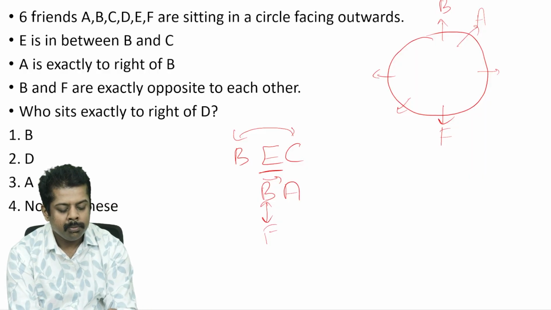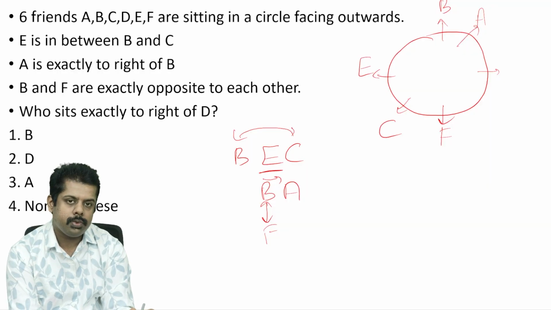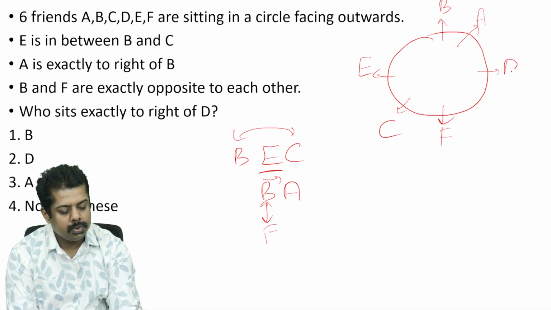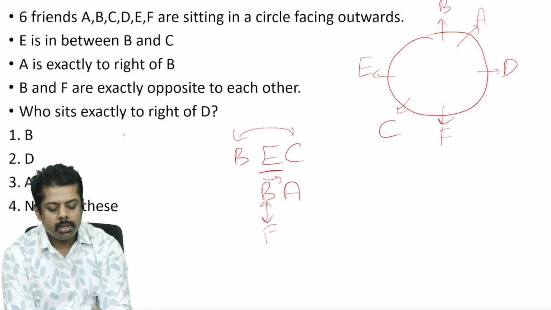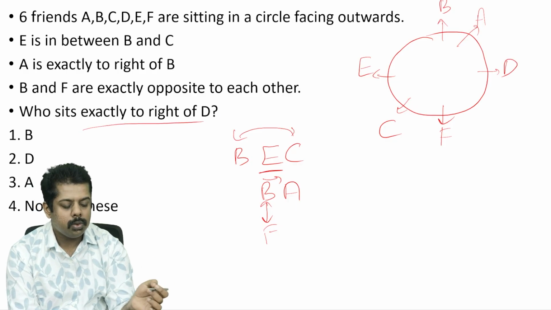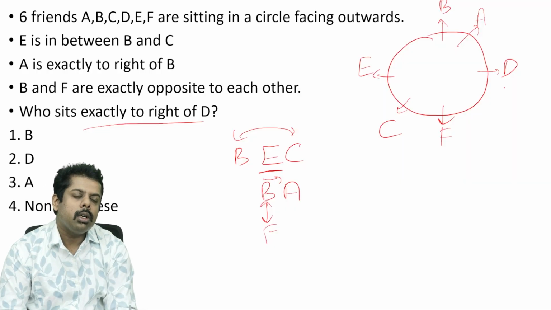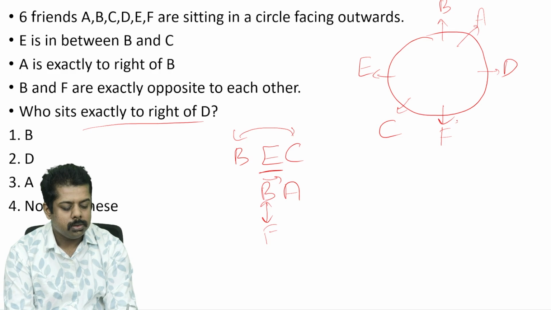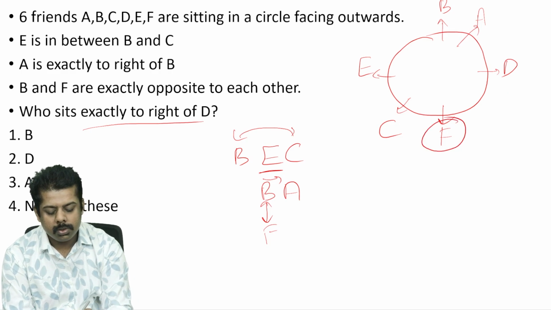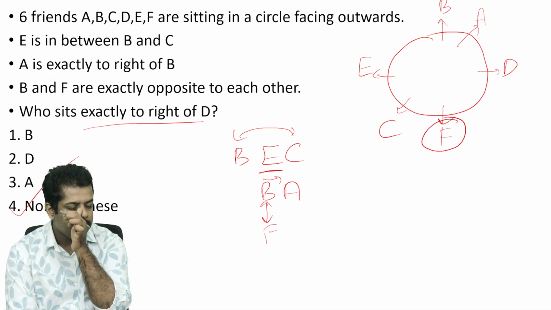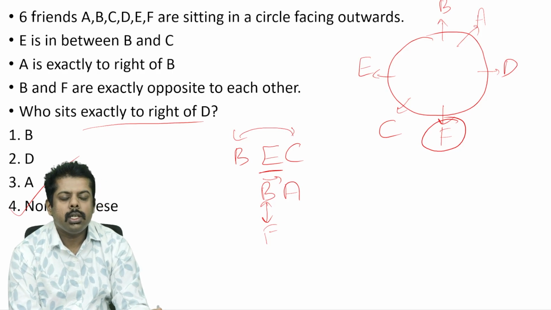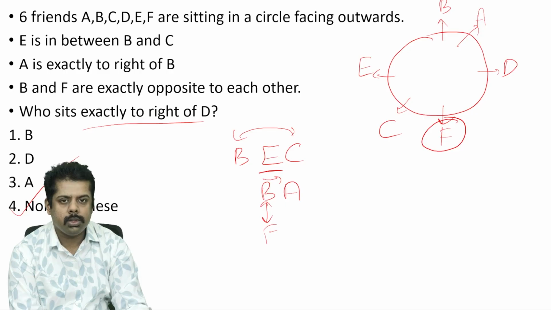So let us draw it. Now we can try and fix the BEC condition. That is also fixed here. The person who is missing is D. So we can fix D. The question being asked is who is sitting exactly to the right of D. As we know, in this scenario the right is towards the clockwise. So the immediate right of D is F. As we can see, in the first 3 options F is not there. So the answer has to be option 4, none of these.